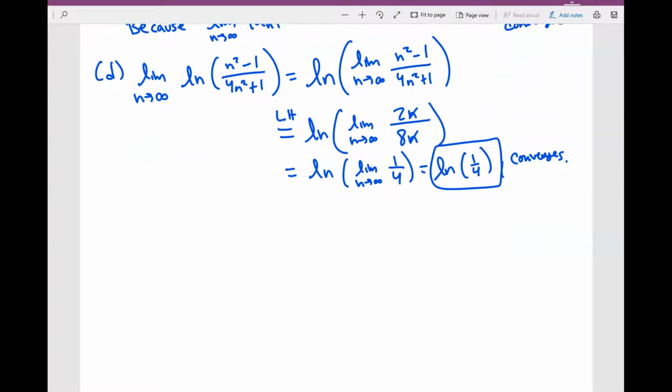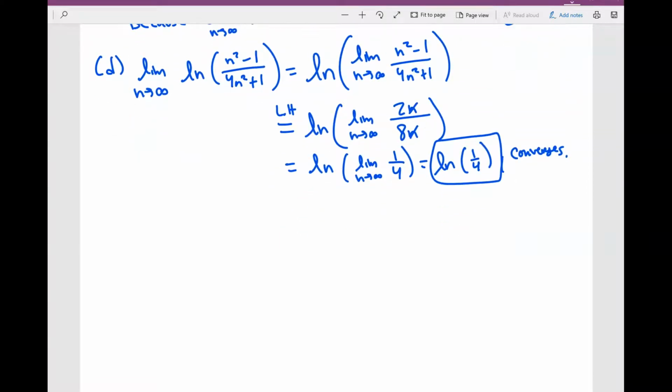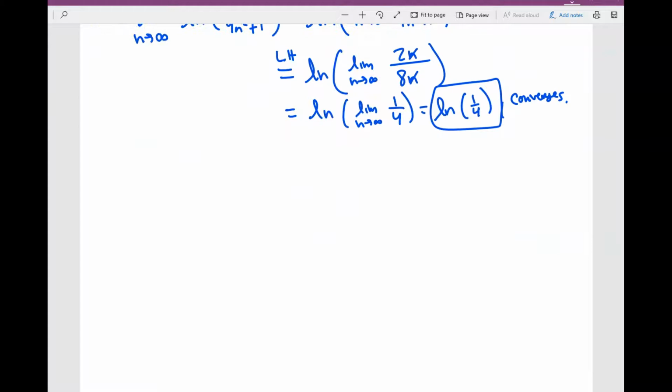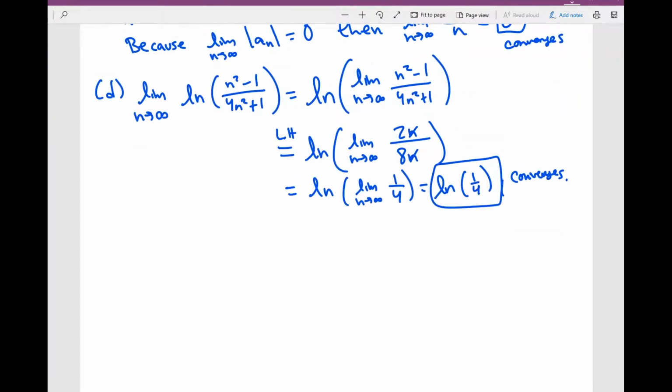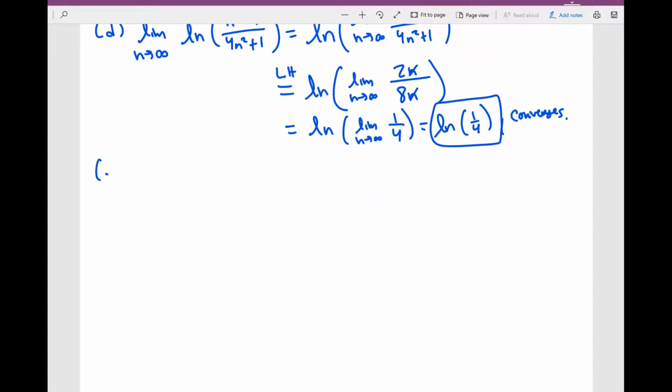Alrighty, now let's do one last problem. Let's say we wanted to figure out whether a sub n equals n squared over the square root of n cubed plus 8n converges or not.